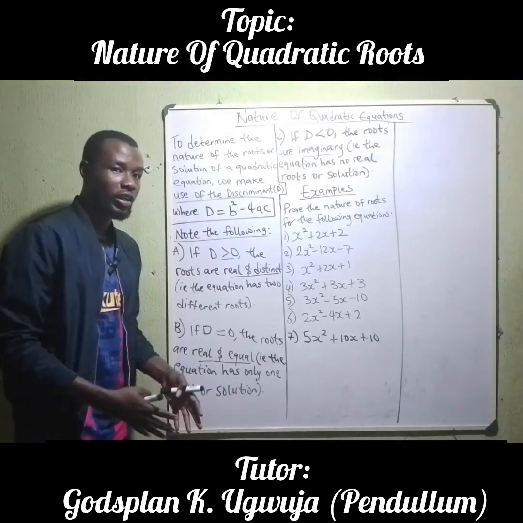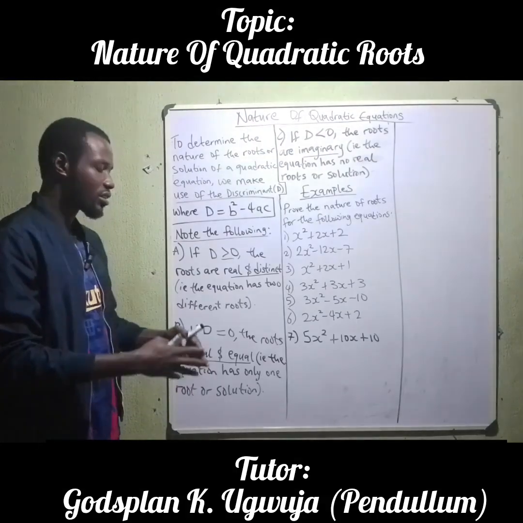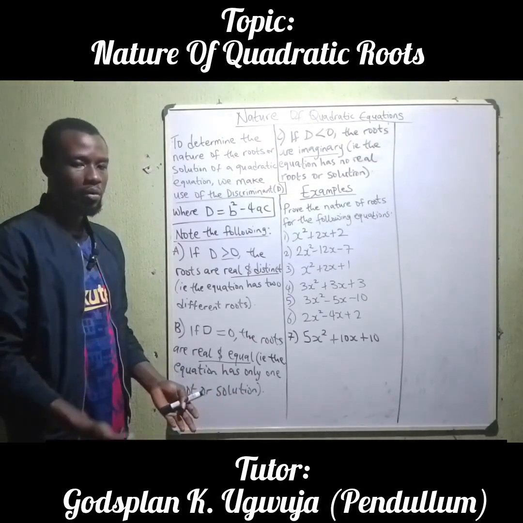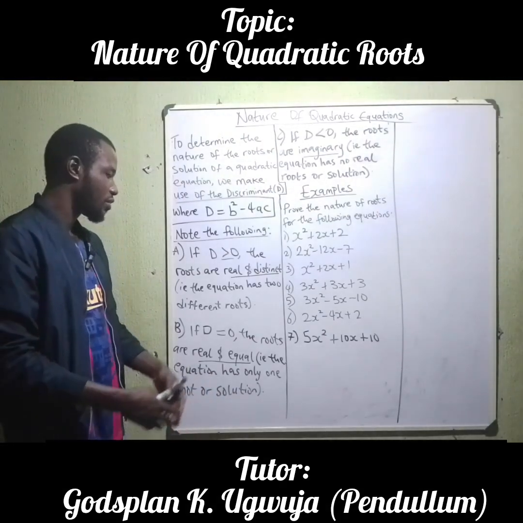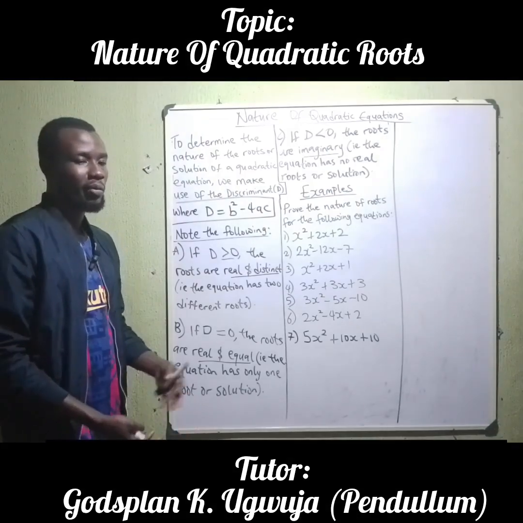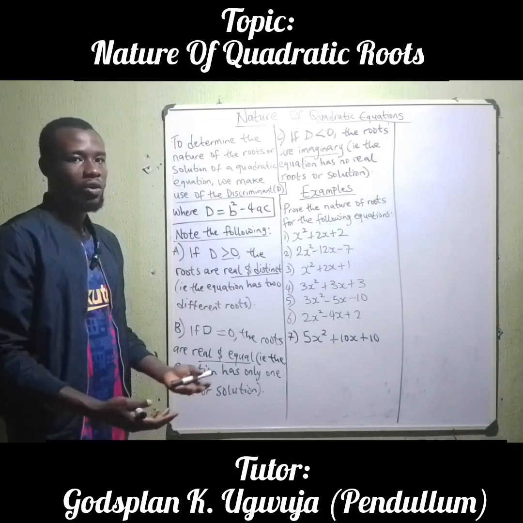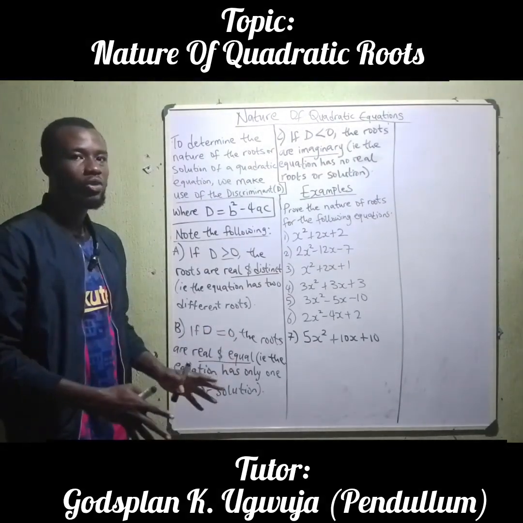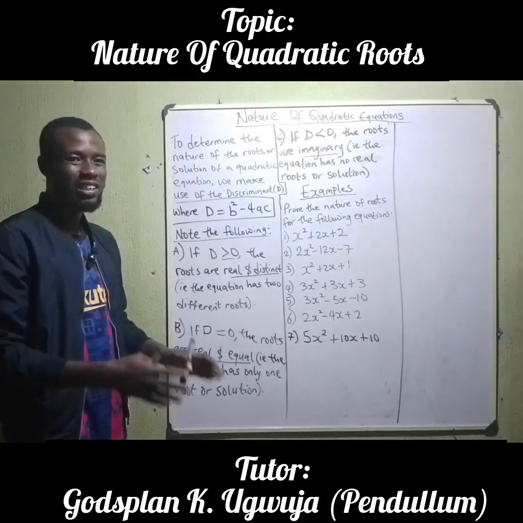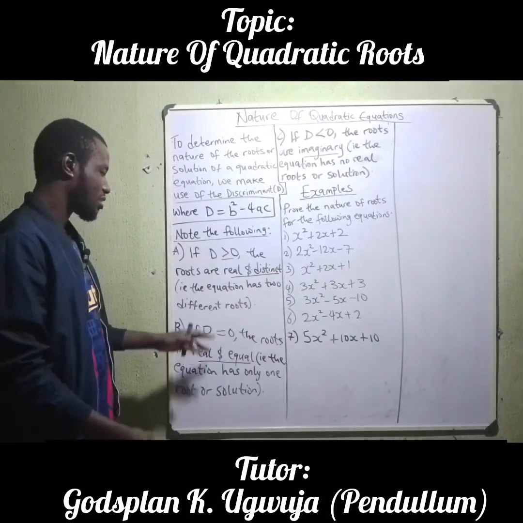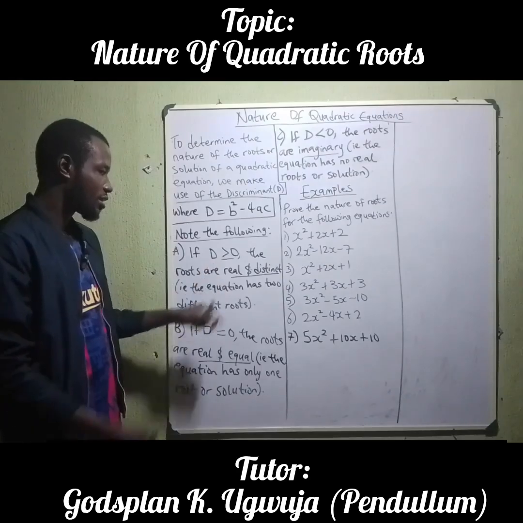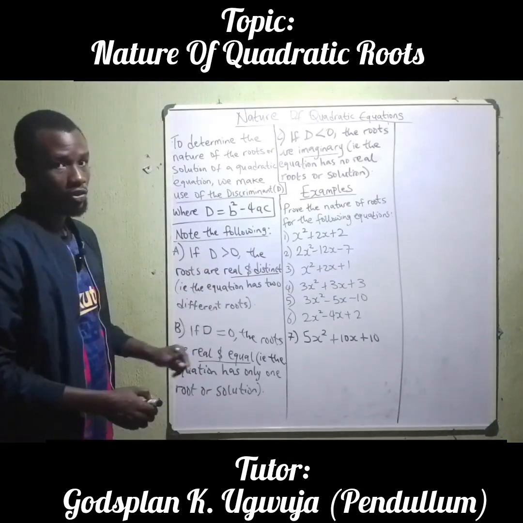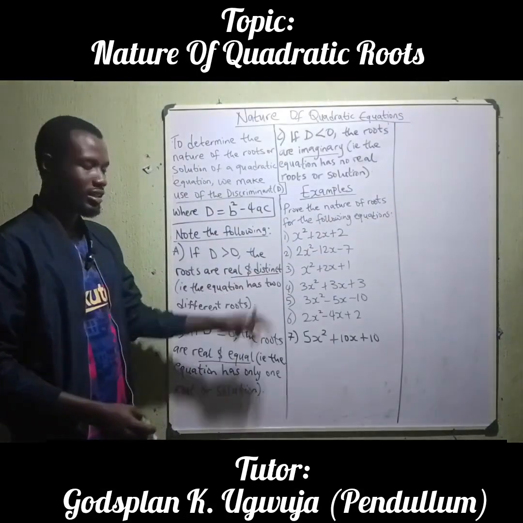That means you're going to get two different roots or two different solutions. One may be positive, one may be negative, both of them may be negative, both of them may be positive. You may have fractions or what have you, but you're going to get two real numbers, two different numbers as the roots if your discriminant is greater than 0. Okay, that's the first condition. The roots are real and distinct.